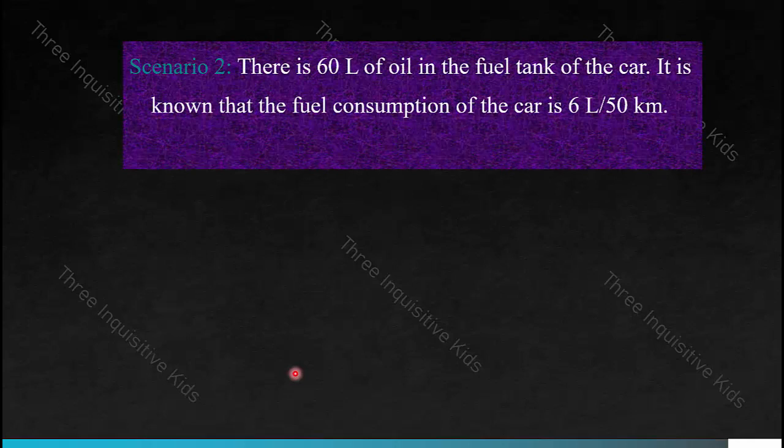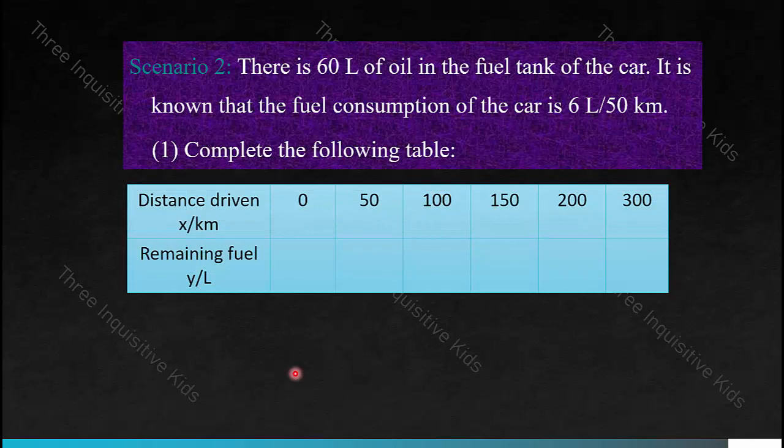There's also another example, scenario 2. There is 60 liters of oil in the fuel tank of the car. It is known that the fuel consumption of the car is 6 liters per 50 kilometers. So every 50 kilometers that you drive, you consume 6 liters of fuel. Again, complete the following table. Along the top, we have the distance driven in kilometers, and this is x. And on the bottom, it's y, which represents the remaining fuel left in the tank.